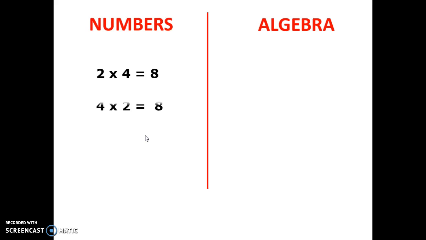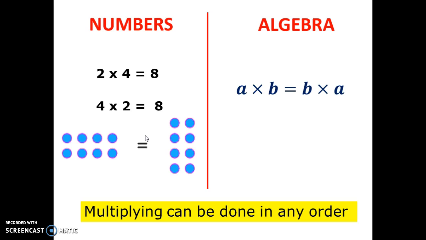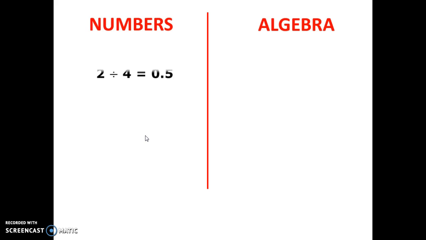If I multiply 2 lots of 4, I get 8, and the same as 4 lots of 2, I get 8. And you can see that with the dots there. It doesn't matter what way we put it, we still end up with the same amount. So A times B is the same as B times A, so our multiplication can be done in any order.